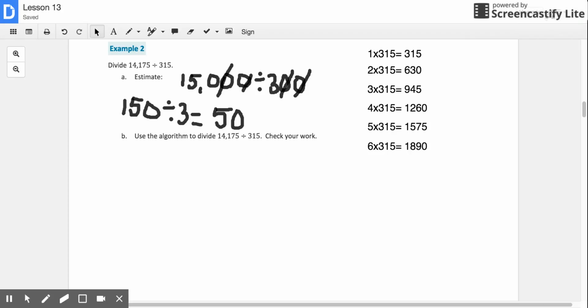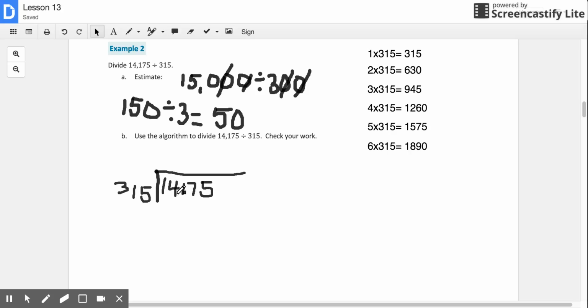All right, so let's set up our little house. Whoops, hold on, I'll make it smaller. There we go. 14,175 divided by 315. I'm going to refer to my table of multiples over here because that is a little bit more helpful. Okay, just double checking my numbers.